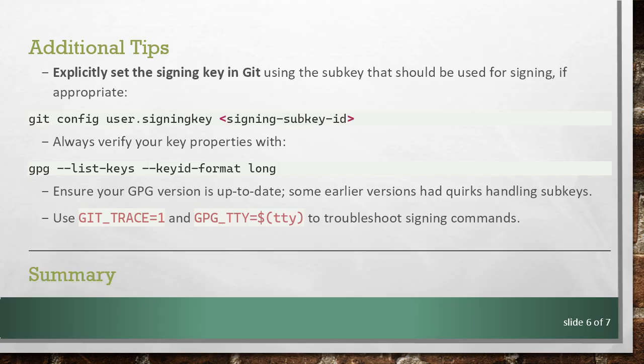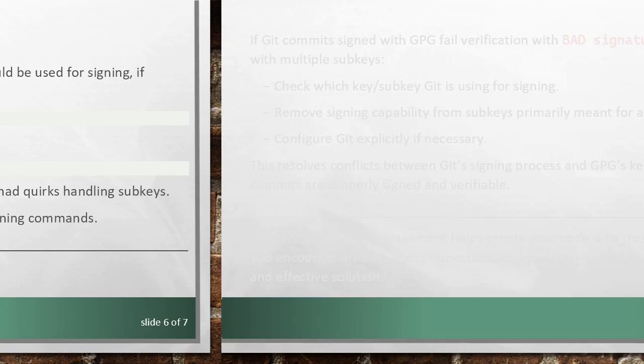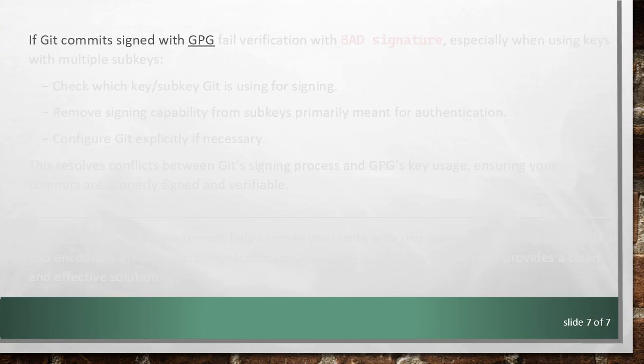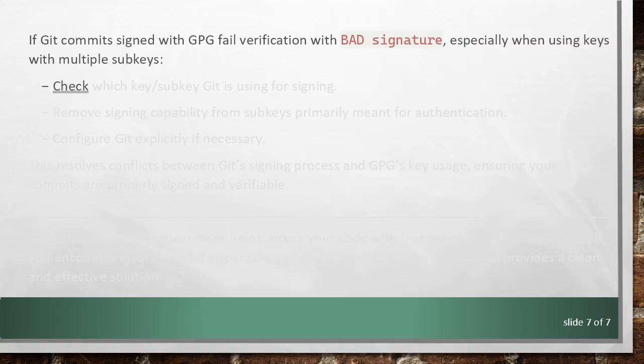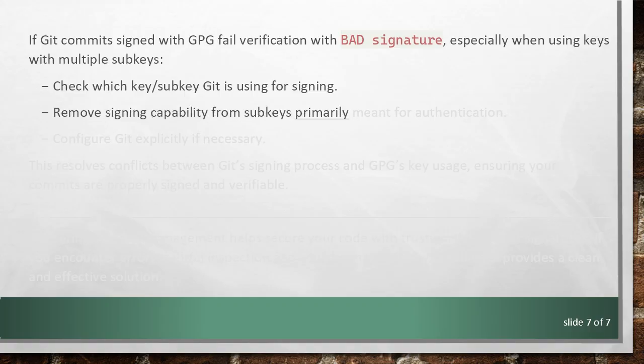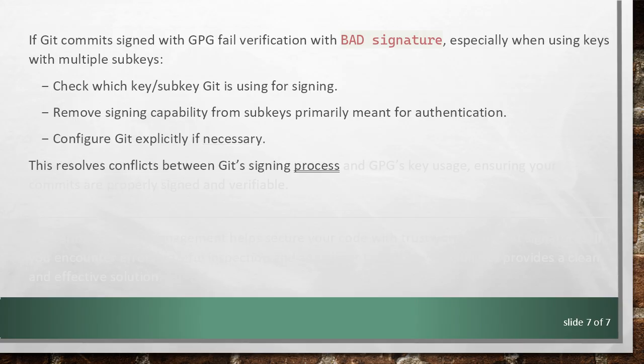Summary. If Git commits signed with GPG fail verification with bad signature, especially when using keys with multiple subkeys, check which key or subkey Git is using for signing. Remove signing capability from subkeys primarily meant for authentication. Configure Git explicitly if necessary. This resolves conflicts between Git's signing process and GPG's key usage, ensuring your commits are properly signed and verifiable.